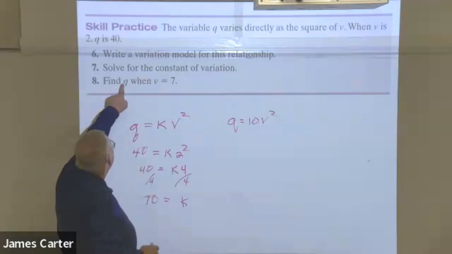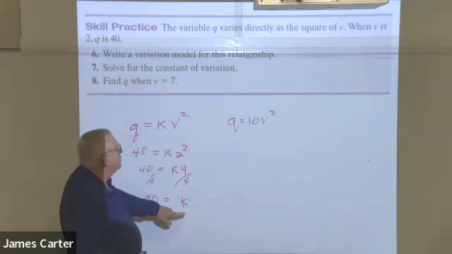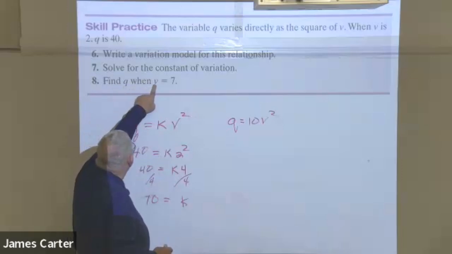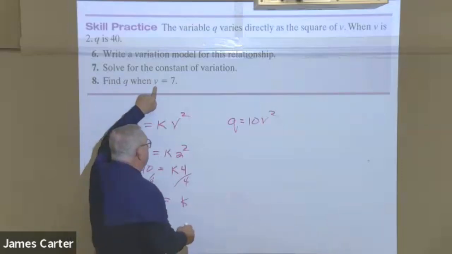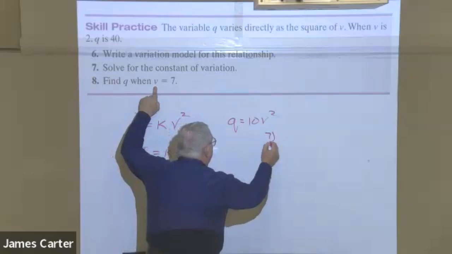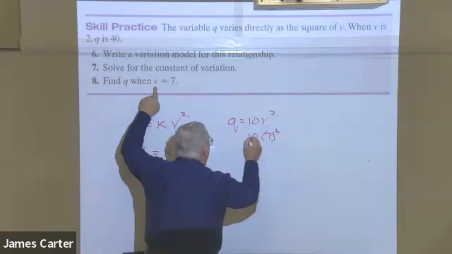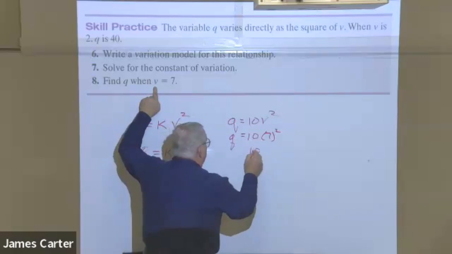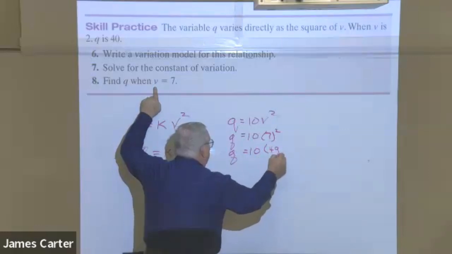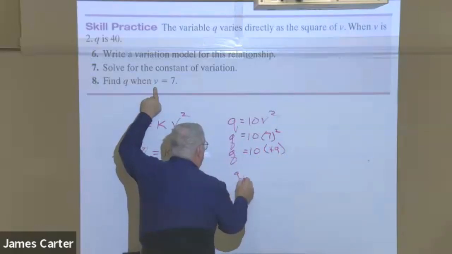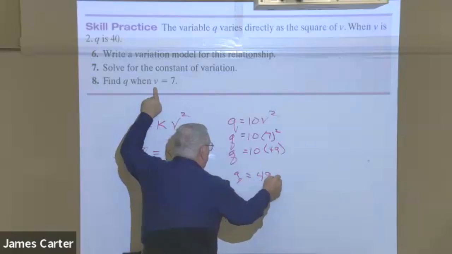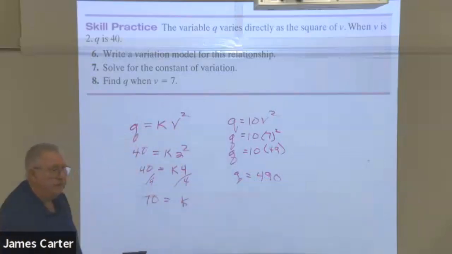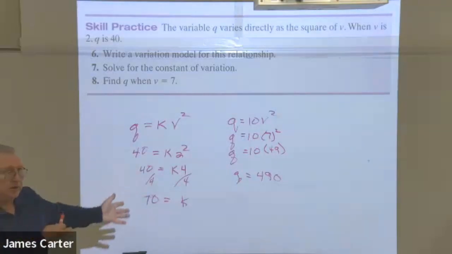Now, here I solve for the constant of variation. Now find Q when V is 7. So we're going to put 7 in here, like so. And we get 10 times 49. So Q equals 490. And that's the ultimate solving on this problem.